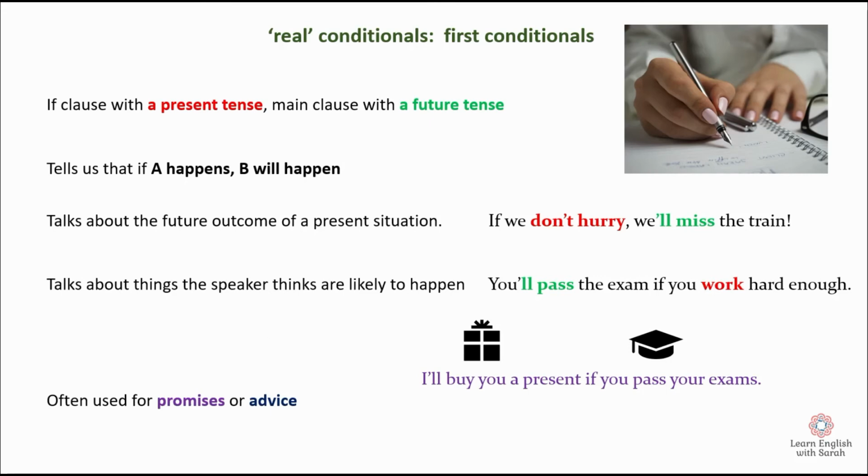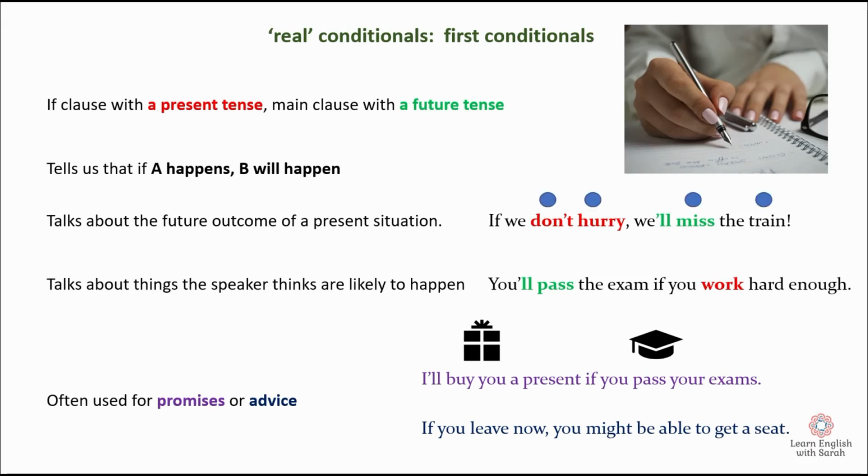So first conditionals are often used for promises or advice. So I might say to my student, I'll buy you a present if you pass your exams. Or I could say, if you leave now, you might be able to get a seat, and that's a little bit of advice. And I've changed this word here. So all of my other sentences are using will, and now I'm using might. So this is less likely than will.